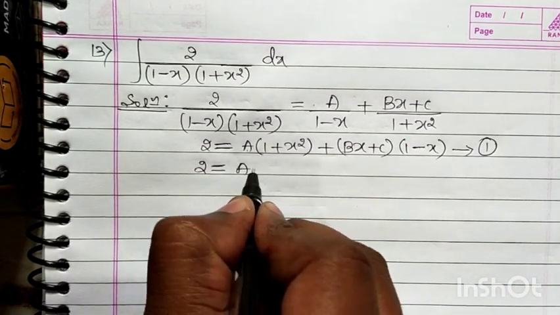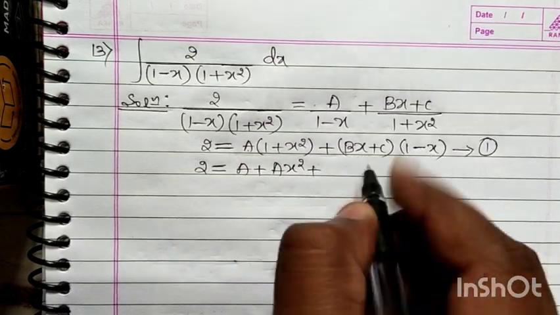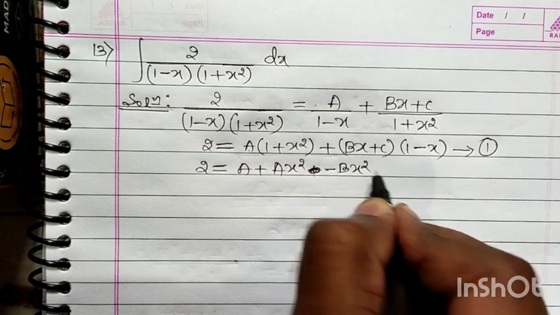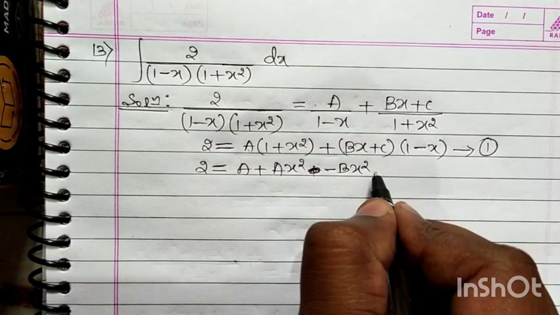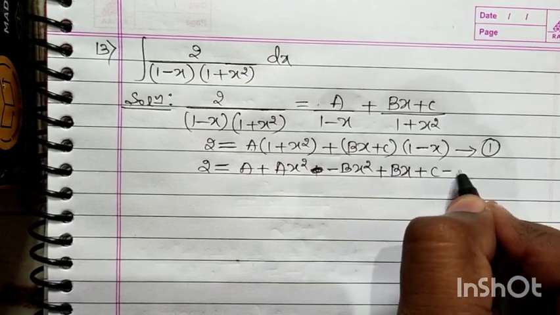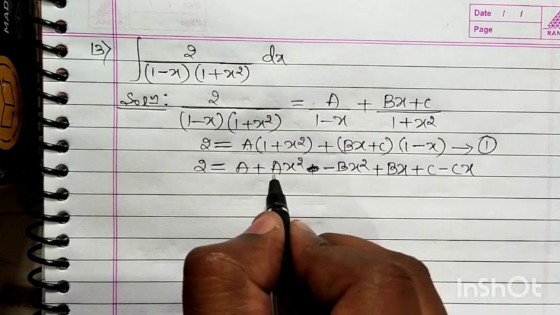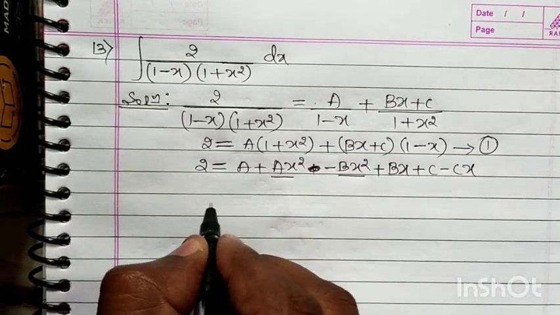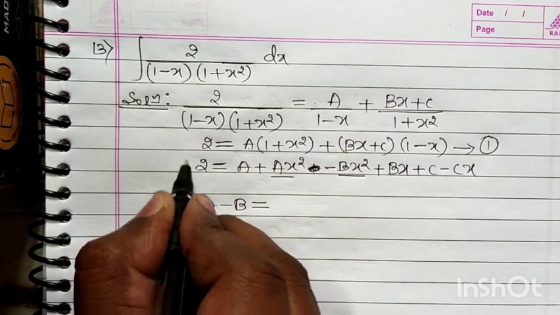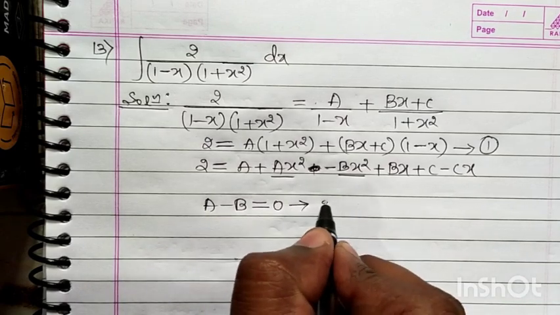A into 1 is a, plus ax square, plus bx into minus x will be minus bx square. So I write minus bx square, then bx into 1 is bx, plus bx, then c into 1 is c, minus cx. So let us go for equating the coefficient of x square. So x square terms are here. What do we get now? A minus b is equal to, here we don't have any x square term, so it is 0. I call this equation number 2.